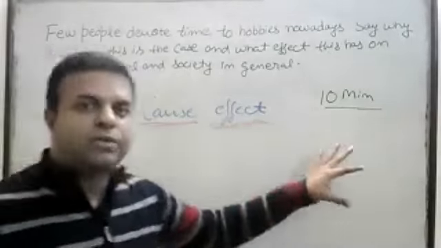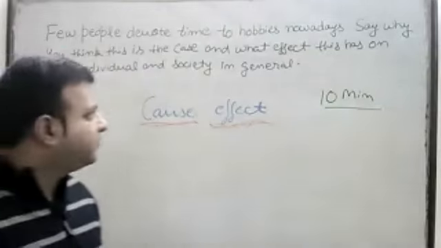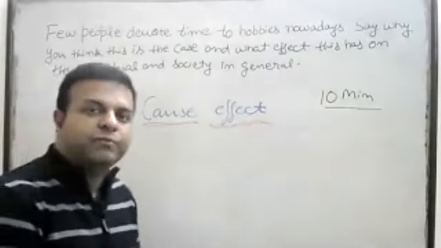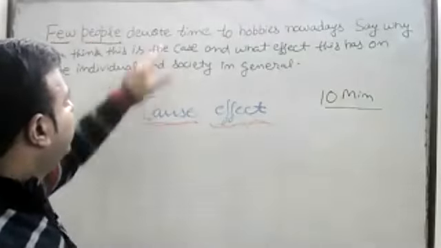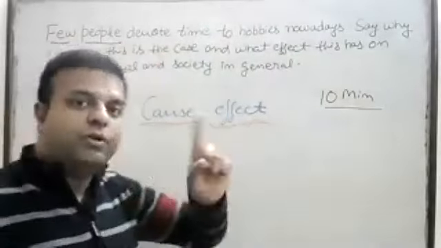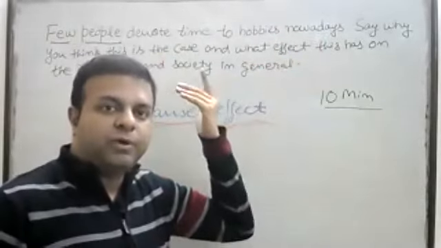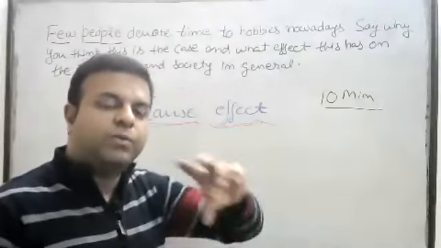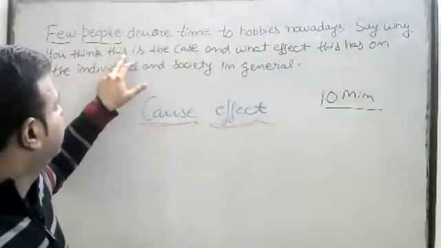Now let's analyze the topic first so that we can get our ideas specifically. It says few people. Whenever we read our topic, we need to see what proportion of people we are talking about. Here it's few people, so not many, right? Devote time to hobbies nowadays. Nowadays means we are talking about the past as well, we are comparing with it. So in the past, people were devoting too much time, but nowadays only few people are devoting time. Why do you think this is the case?